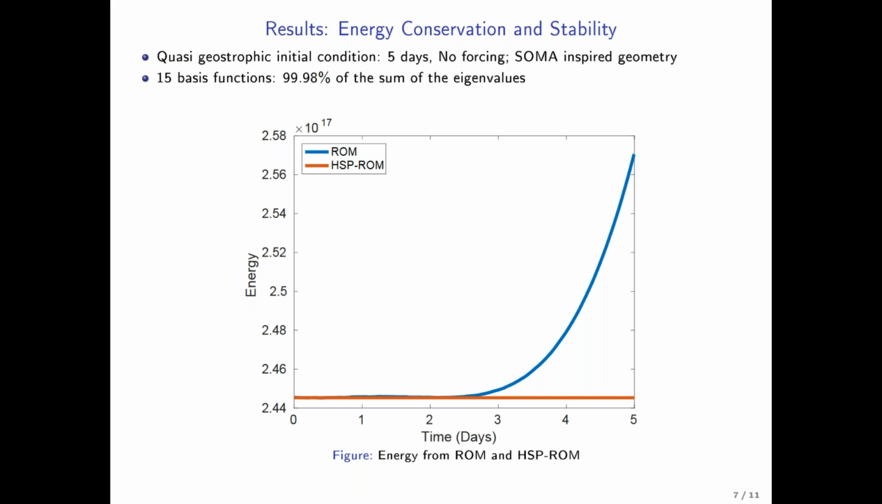And this can possibly lead to an instability and a blow up, and so it's not appropriate for ocean modeling. However, this Hamiltonian structure preserving ROM, the line in the red, gives you a straight line, so therefore it conserves energy, and it hopefully gives you more stability. Next.